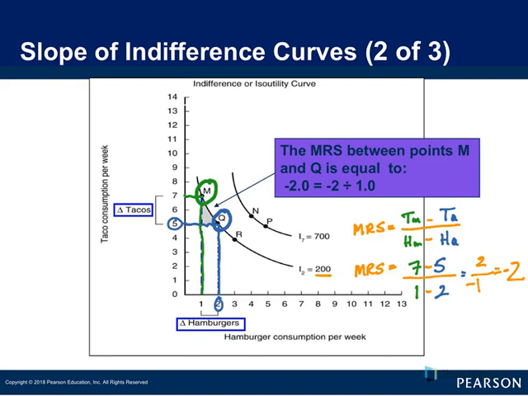Otherwise stated, we recognize that we're willing to give up 2 tacos to get 1 hamburger. The marginal rate of substitution demonstrates that. The marginal rate of substitution is also the slope of the line, but it's still giving up 2 tacos to get 1 hamburger.